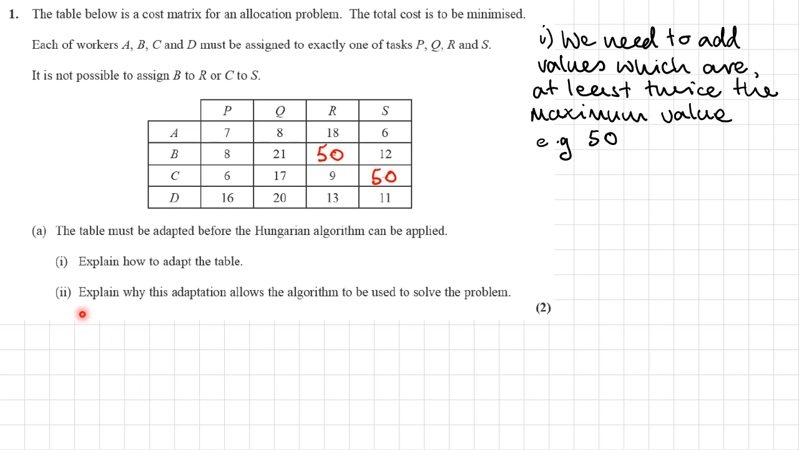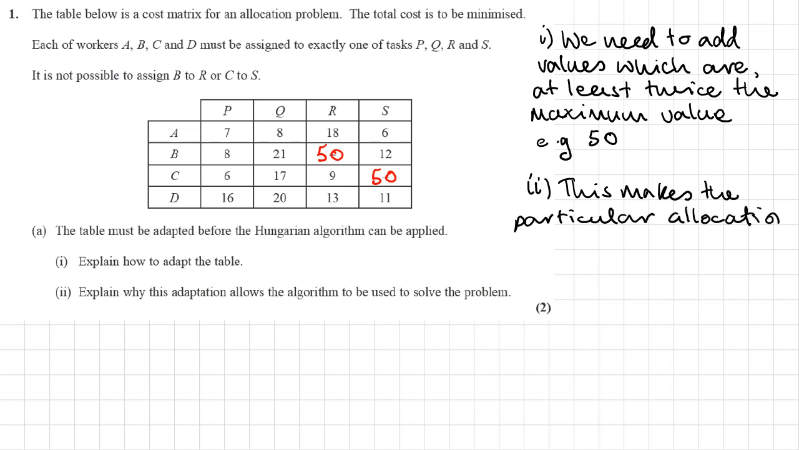Part 2 of Part A, explain why this adaptation allows the algorithm to be used to solve the problem. So what happens is that this makes the particular allocations what we call unattractive to the algorithm. Unattractive. Need to learn how to spell unattractive.